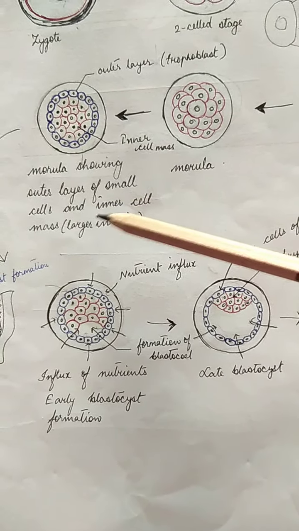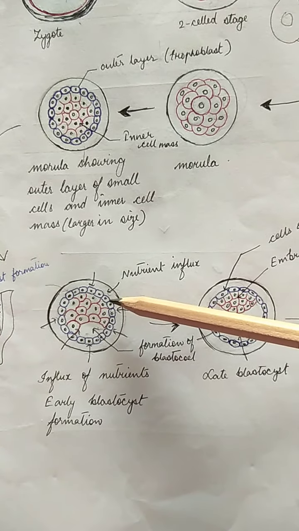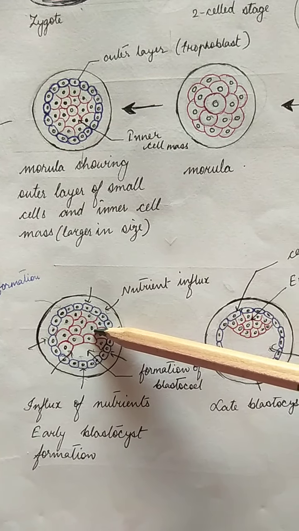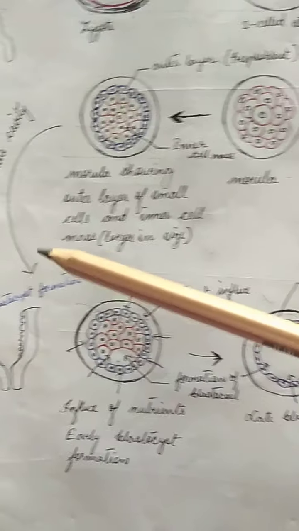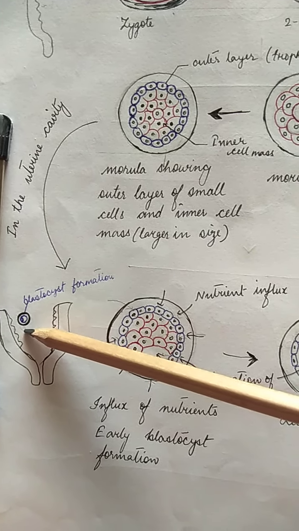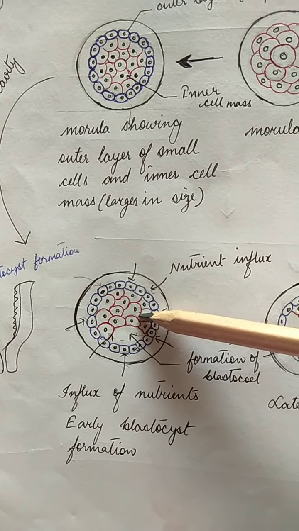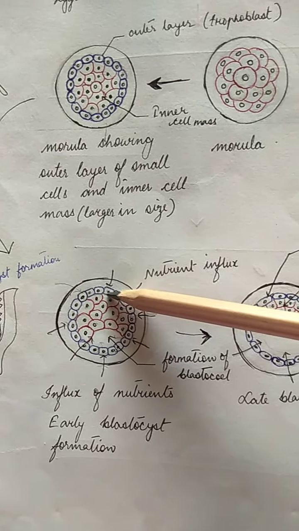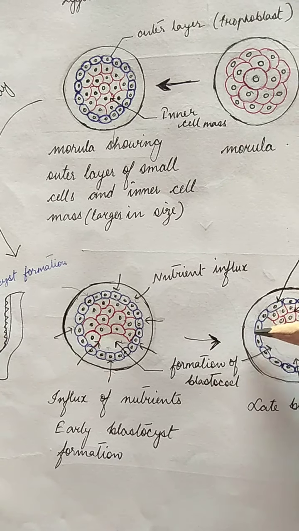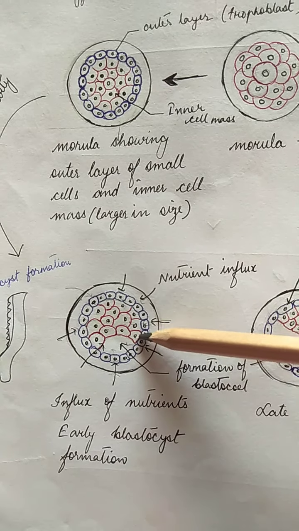When the morula reaches the uterus, its outer layer of cells absorbs a nutritive fluid which is secreted by the uterine mucous membrane. Due to the influx of the fluid, the outer cell layer becomes flat and is called trophoblast or trophoectoderm.